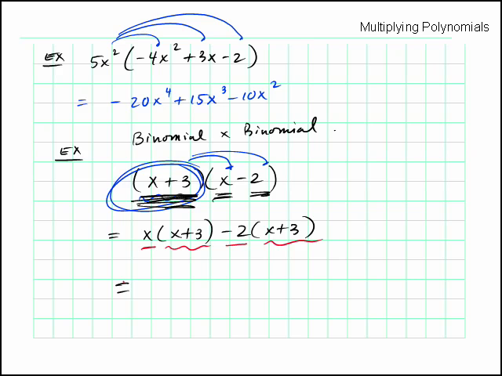Now I distribute again. That's x squared. That's 3x. This is minus 2x. And this is minus 6. And if you have any like terms, you would then combine them, and I do have those right here. That's going to be 1x. So we got x squared plus x minus 6, like that.